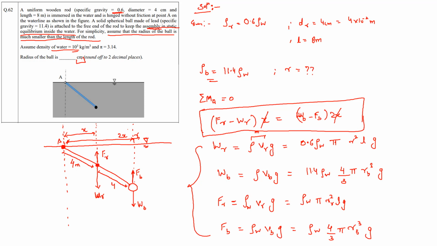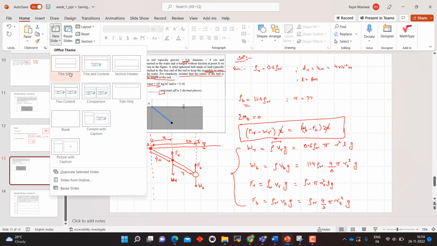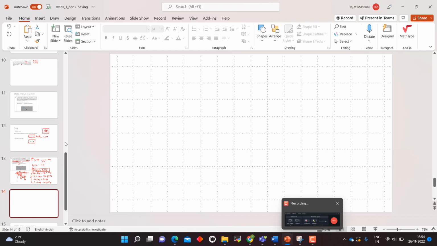Sir, please confirm the answer once. Okay, for confirmation, I will ask the others to solve it. If everyone is getting a similar answer, then we will say that that's the correct answer. Has anyone else solved it? 3.47 centimeters. Mine is 3.587. They are asking us to round off to two decimal places. 3.58, 3.47. Anyone else? Something like 3.58 is coming, sir. Okay, someone else also said 3.58.